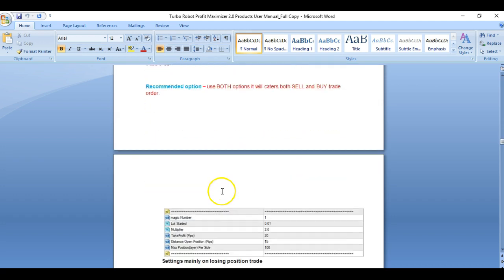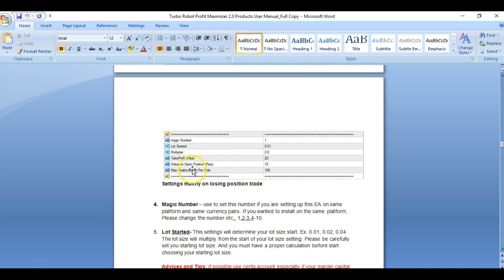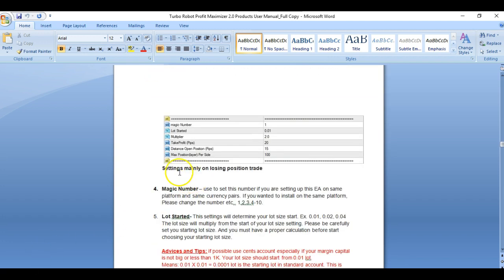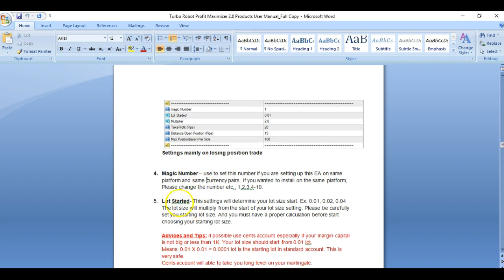All right, so next is our settings on the losing position. This is mainly on your martingale option. So first you have your martingale option. You have a magic number. Later I will explain to you in your MT4. So you have your starting lot size. So what lot size do you want to start with? This one must have a calculation before you start it, and how many levels, because this is the risk portion that you have to calculate.